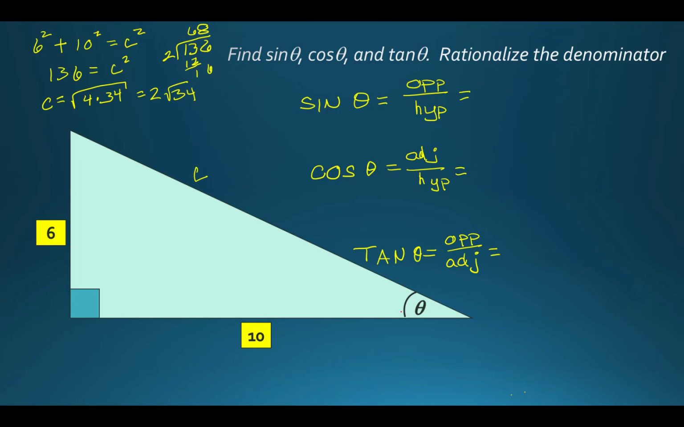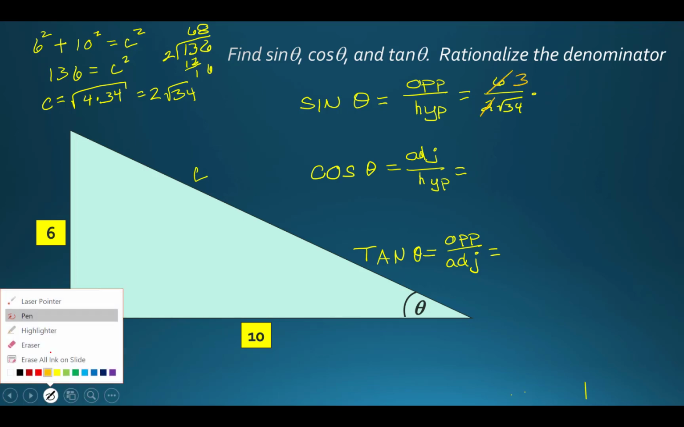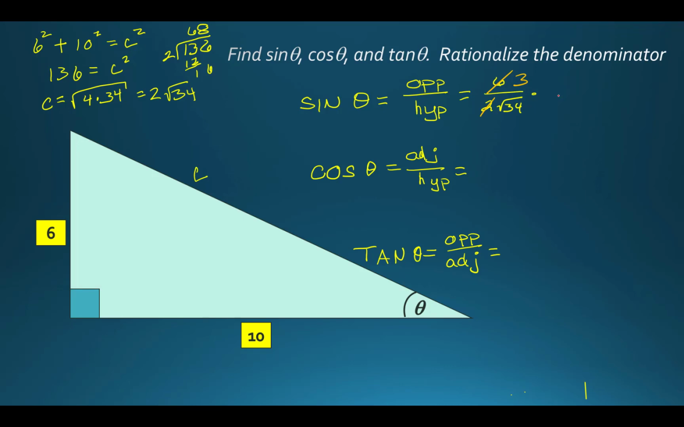Okay, so opposite from the theta is the 6. The hypotenuse is apparently 2 root 34, because I hate myself. So that's 3. I'll change colors there for funsies. 3. Okay, that was fun. And totally worth the extra second it took to do that.